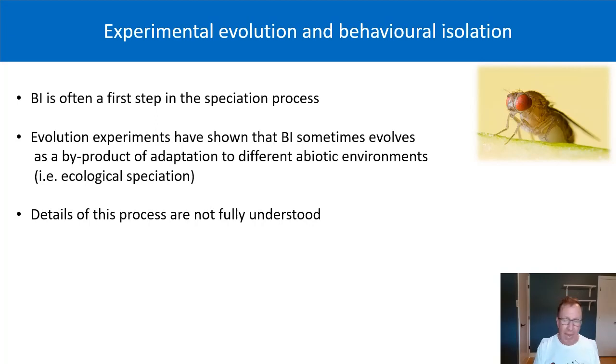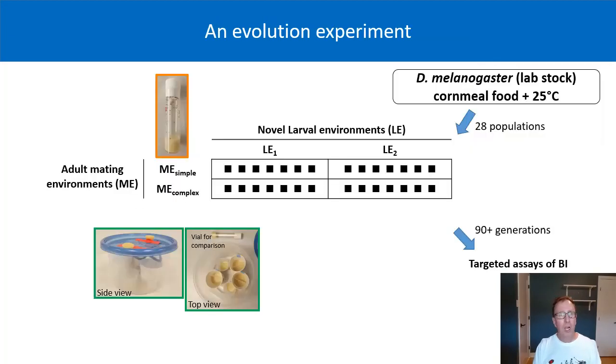For instance, are some axes of environmental differences more conducive to the evolution of behavioral isolation than others? Are there certain environments that make the evolution of behavioral isolation via other processes more or less likely? We realized that we were sitting on a long-term evolution experiment that might be able to shed light on these.